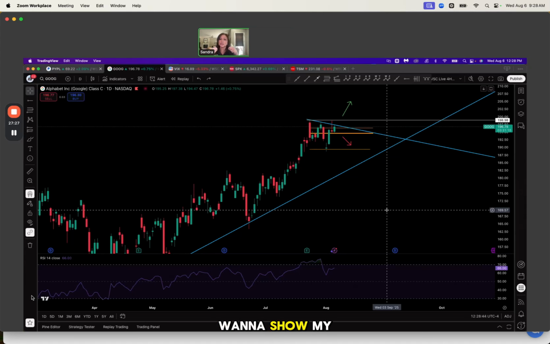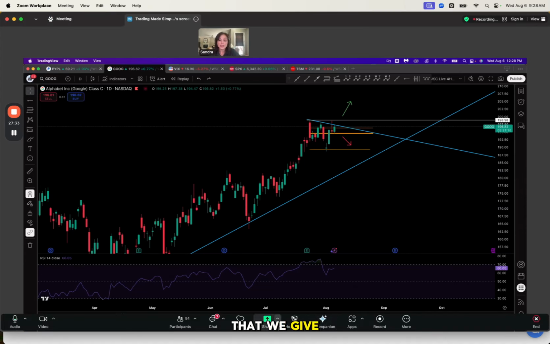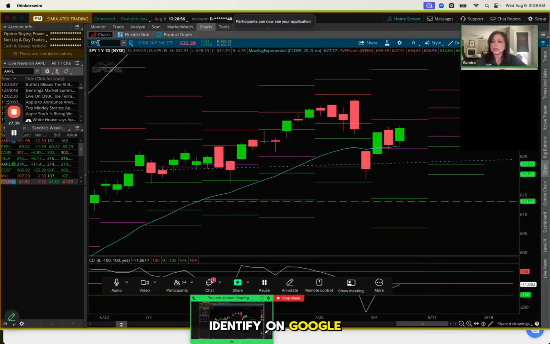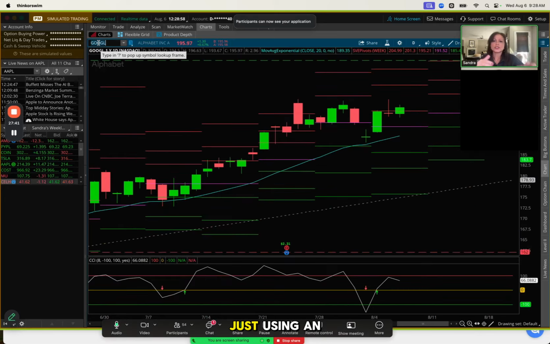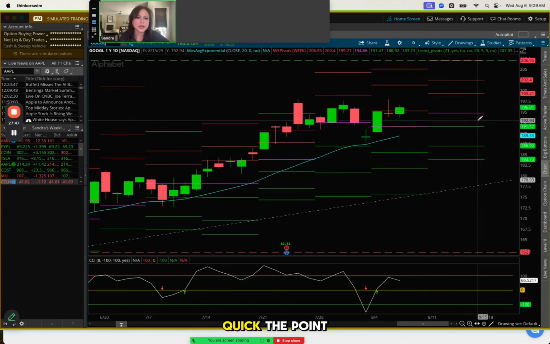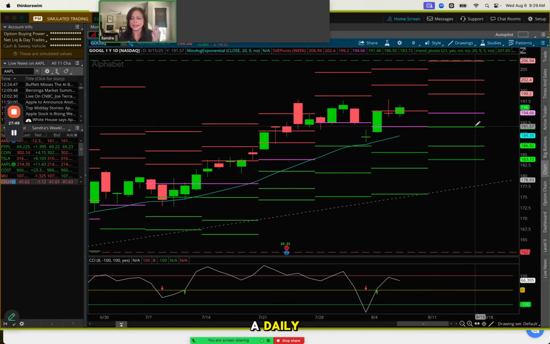Now, I just want to show my chart really quick, and I'm going to use the indicator that we give everyone to identify on Google how off we are just using an indicator. And as you can see, let me move this really quick. The point of control on a daily, he was using a 4-hour chart, so it might be adjustable, but this week's point of control is at 191. And you'll notice that 191 is above his lower level, which was at 189.